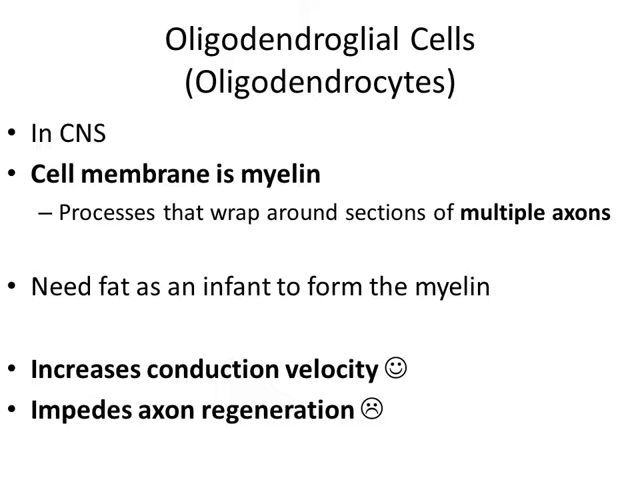Now, oligodendrocytes are wonderful because of the myelin increasing nerve conduction velocity. It allows information to travel more quickly along the nerve. However, oligodendrocytes also put out some chemicals that actually impede axon regeneration. So if an axon is damaged, it makes it less likely that that axon is going to be able to regrow. And one of the things that does that are some of the chemicals put out by the oligodendrocytes.